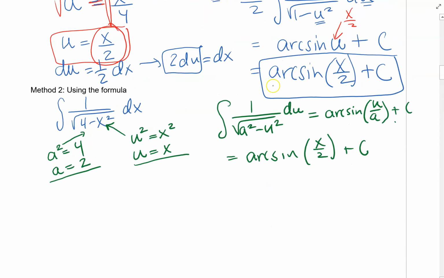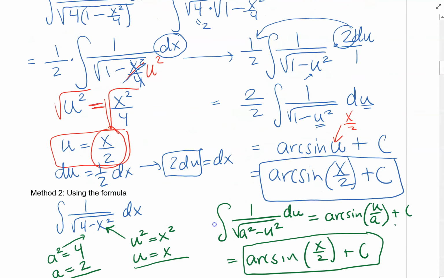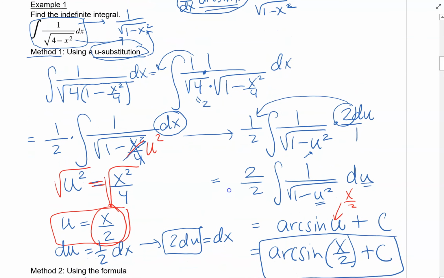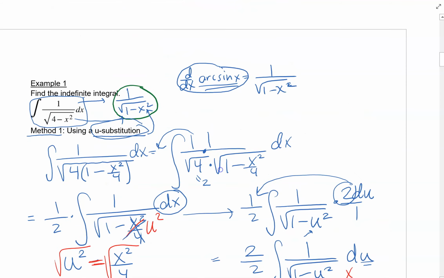See, this one's using the U substitution, this one's using the formula. And I'm sure some of you are thinking, what's the value of using a U substitution if this formula makes it so easy? The only reason I show you this method is because then you don't have to memorize another formula. You can kind of just keep the simple formula in mind.